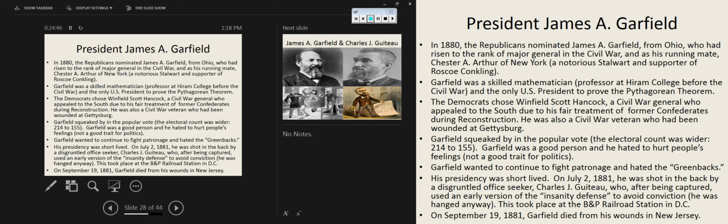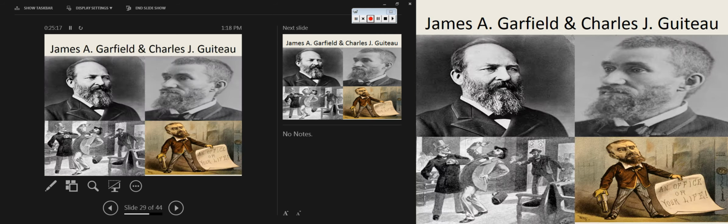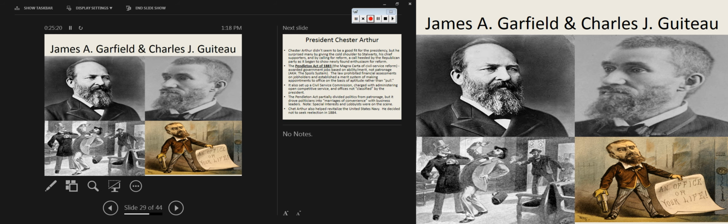on purpose. The reason they moved him up there is because if you look at this time of year, July and September, they believed that the salt air near Atlantic City would help him heal faster. So they took him to New Jersey to try to let the salt air help him out, but he still ends up dying of disease. Guiteau tries to plead with an insanity defense, but he was convicted and executed for the crime. So on the top left, we have Garfield. Top right, Charles Guiteau. Bottom left, the assassination. And then on the bottom right, a political cartoon, An Office for Your Life.